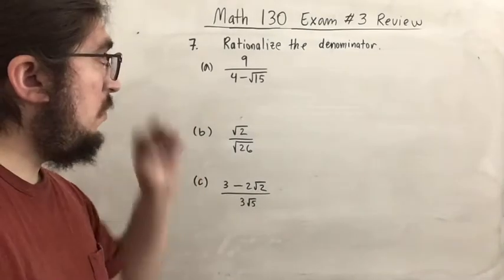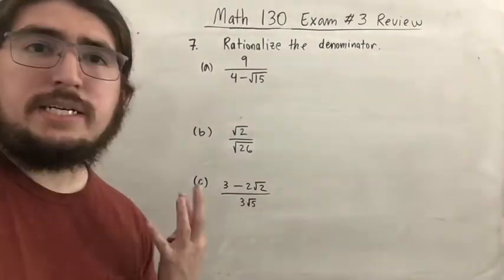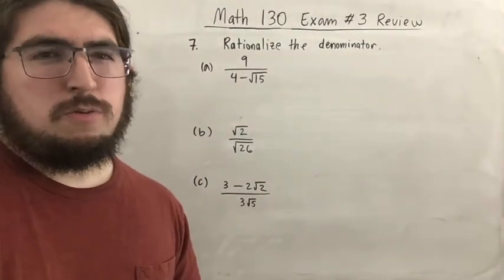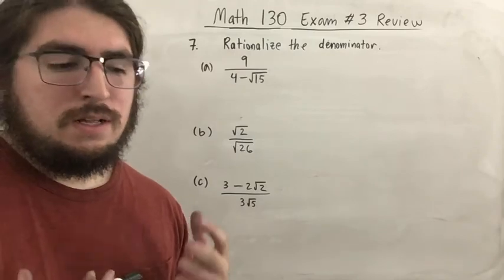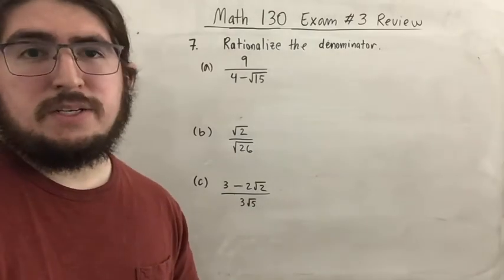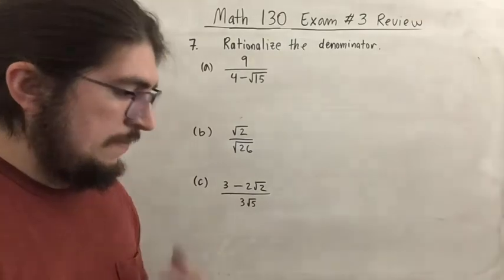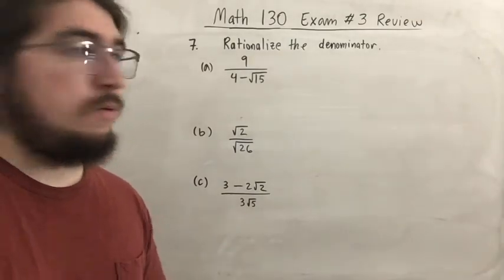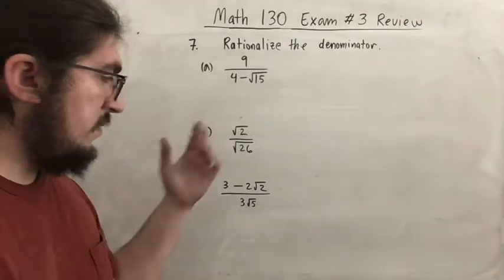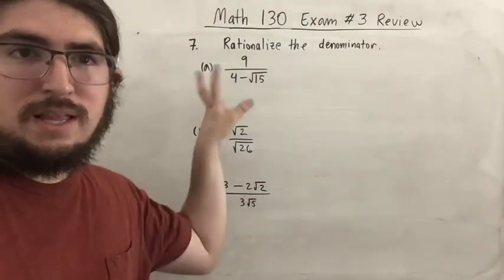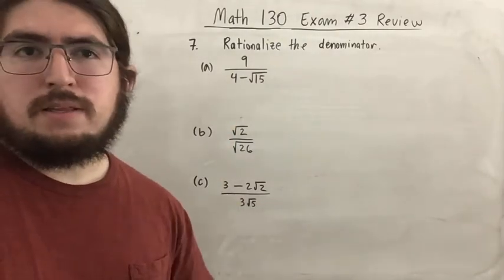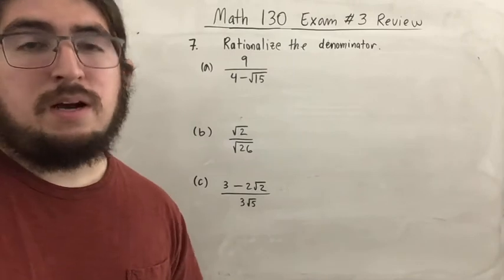All right, so for number 7, we're asked to rationalize the denominator. Now what rationalizing means is to make rational. Now rational basically means it's a fraction of integers, and radicals that don't break, like the square root of 15 or the square root of 2 or square root of 5, a lot of these radicals, they don't break. Like the square root of 16, for example, is just 4, so that's rational.